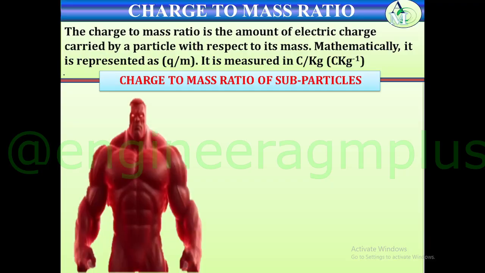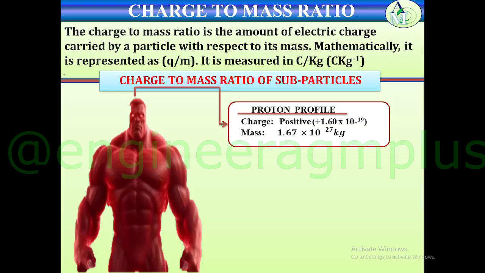First of all, we have to understand the fact that proton and neutron have the same mass, while electron is tiny. And again, we have to understand the fact that proton and electron both have the same charge. However, they go in different directions, which has been explained in the previous video. Now here is Mr. Proton, the giant rock. Let's find out its charge to mass.